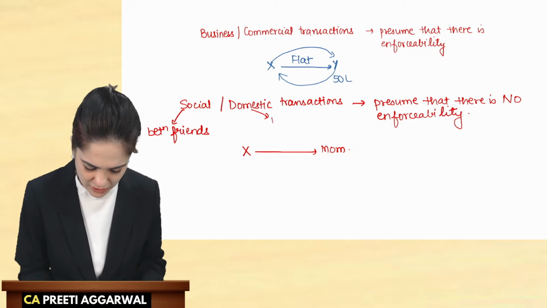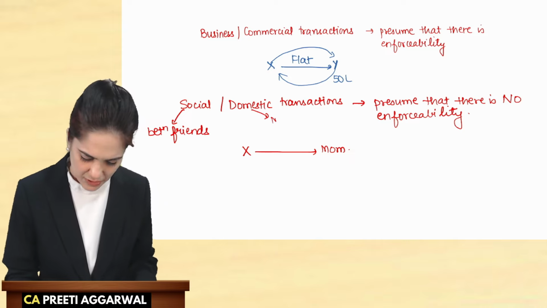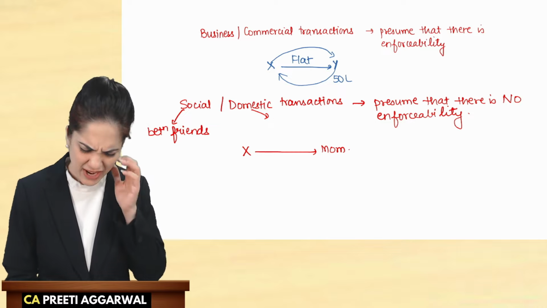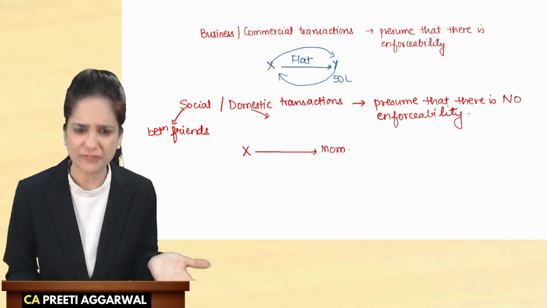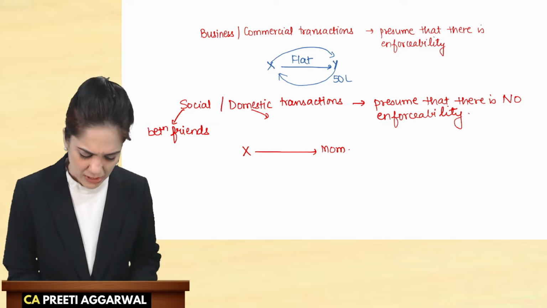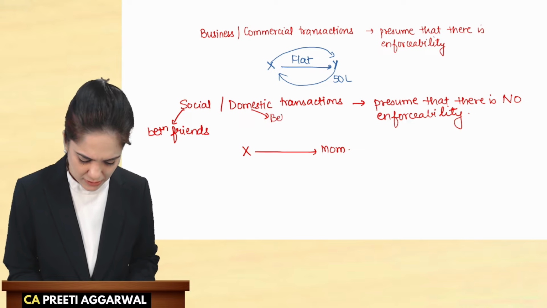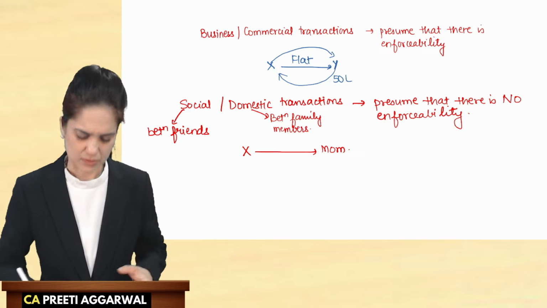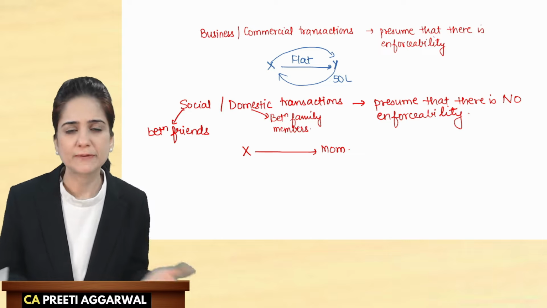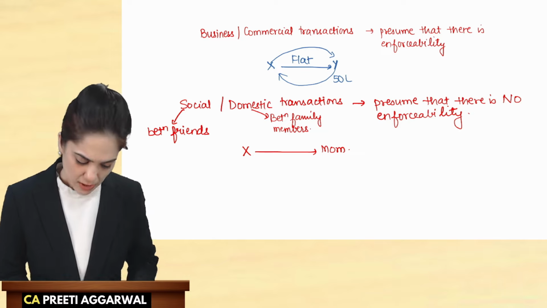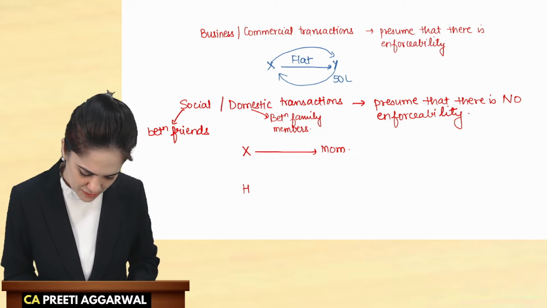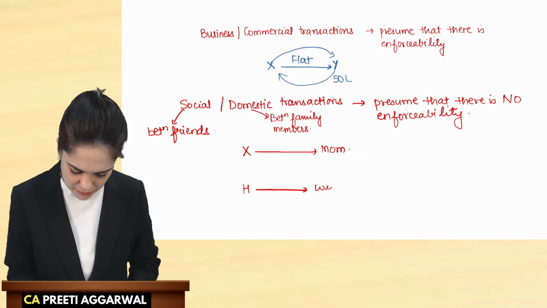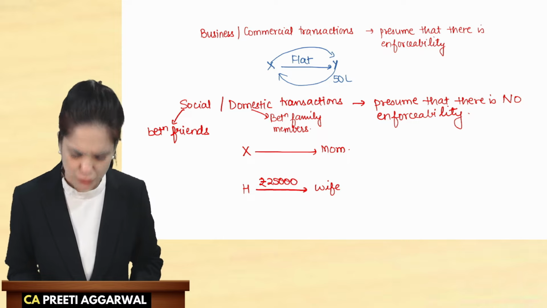domestic means between family members. We assume that parties never had intention to sue or never had intention to file a case. We assume it. This is between family members. We presume that there's no enforceability. Now, let's say that a husband promised to give 25,000 rupees to his wife.